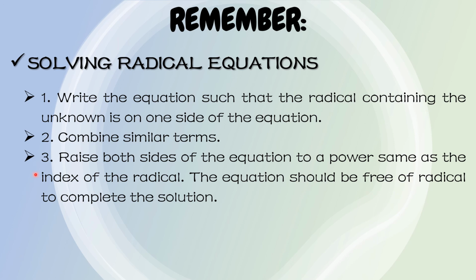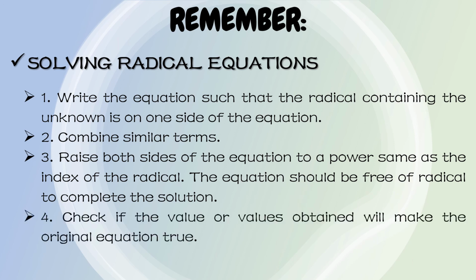So, ang technique dito sa ating third step, kung ano yung root ng ating given radical sign, doon natin iyon yung imumultiply nating exponent. So, kung ang given na radical equation ay square root, imumultiply natin sa squared. Kapag ang given is fifth root, imumultiply natin sa 5. Fourth step is to check if the value or values obtained will make the original equation true.